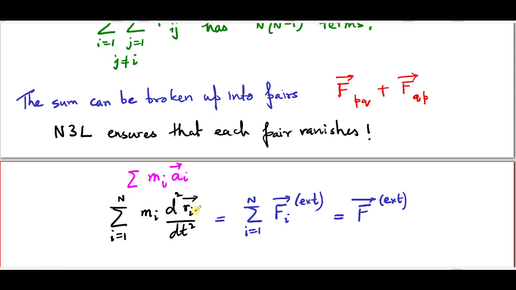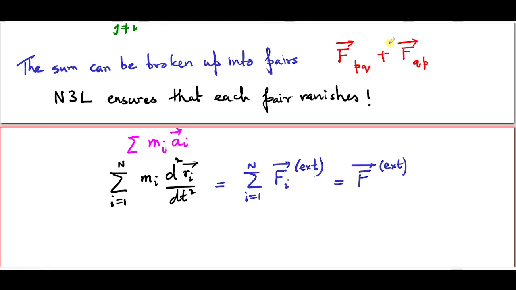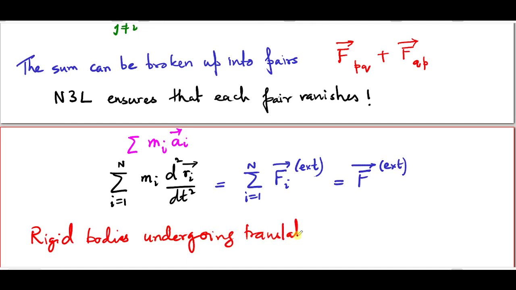Now when we have a system of particles, different particles in the system may be moving with different accelerations. That, of course, is the most generic situation possible. However, there is one case where we have a much simpler scenario. And this is the case of a rigid body which is undergoing a special kind of motion called translation. So for rigid bodies undergoing translation, something very special happens. But to understand that, we have to first understand what exactly a rigid body is.